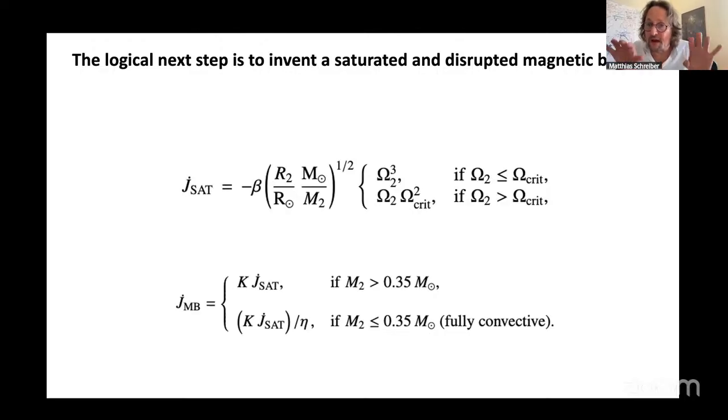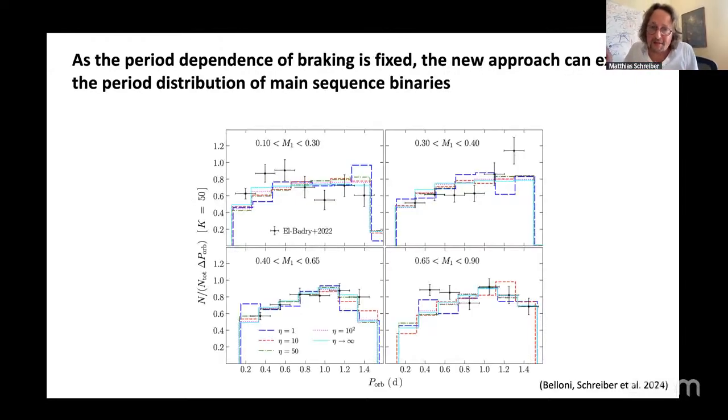the main sequence binaries, and that's easy because we have a saturated prescription. So the predicted distributions should be flat, and the predicted distributions are flat. Wonderful, it works, an easy exercise. Then we looked at the distribution of the PCBs, where we had this decrease of short orbital period systems at the fully convective boundary.